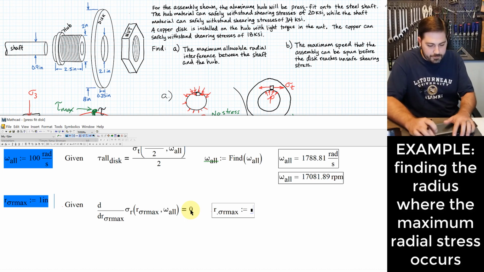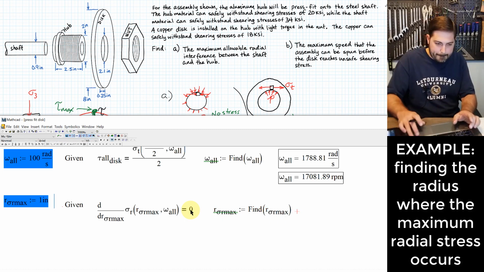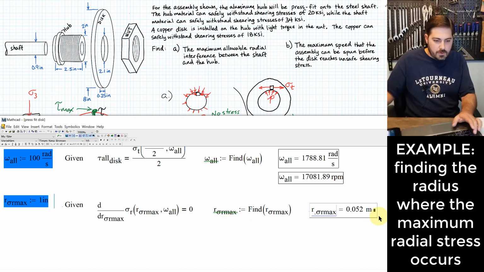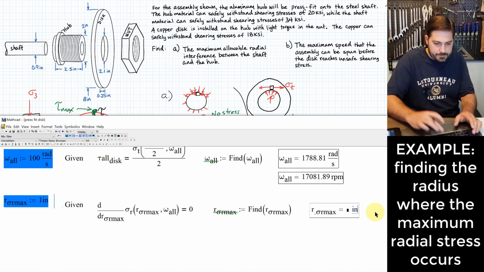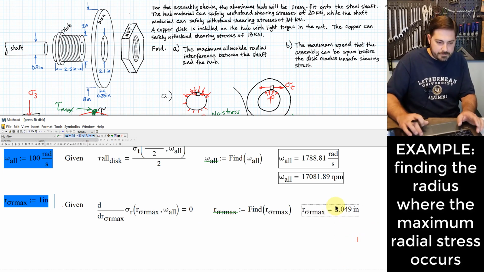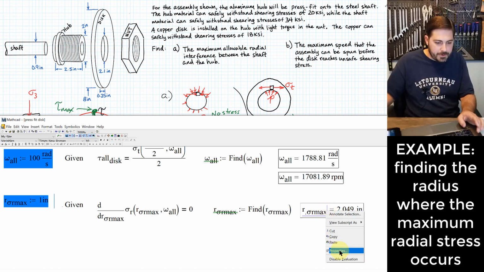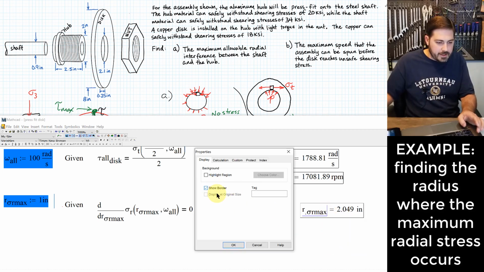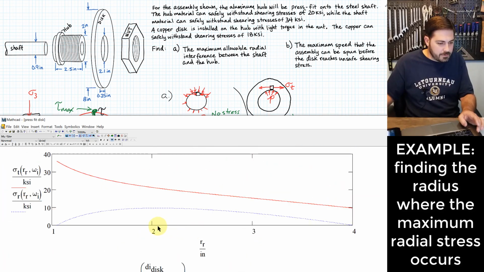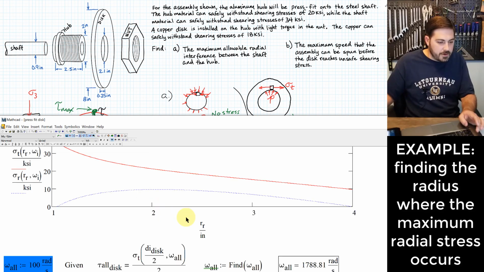All right, so find, and where this is going to occur in inches, 2.049 inches. Does that look like that's a possibility? When we look at the 2.049, it definitely looks like that's a possibility for where that could be on the chart.